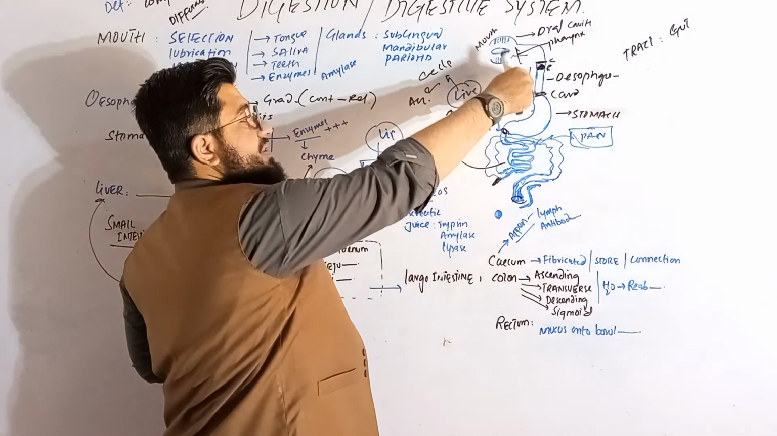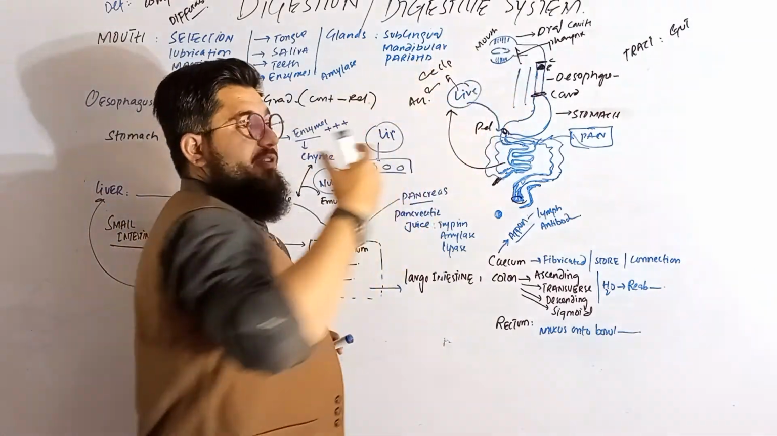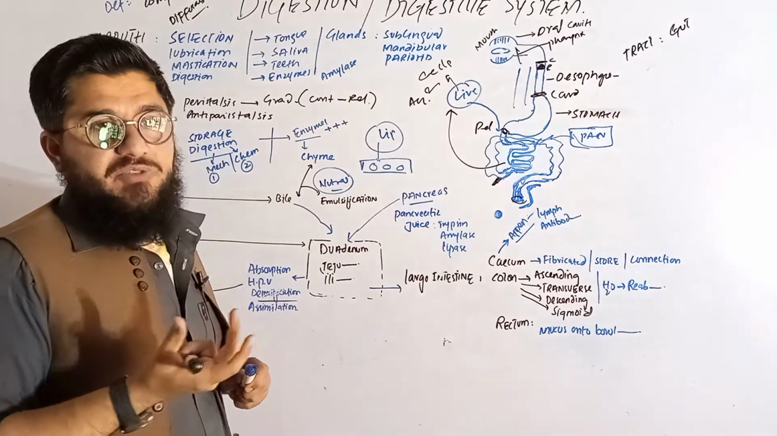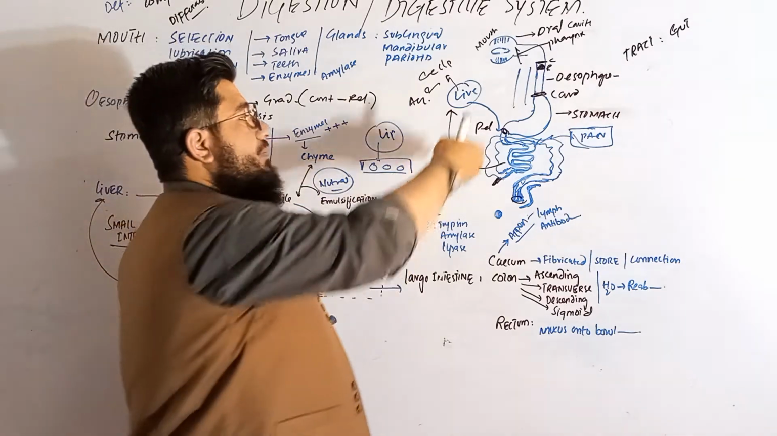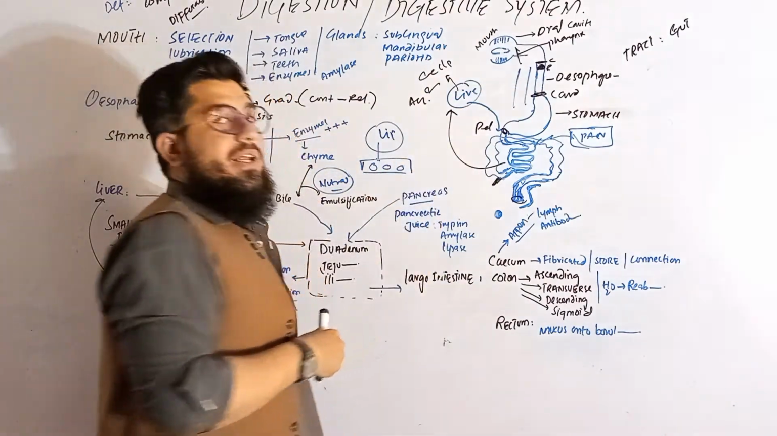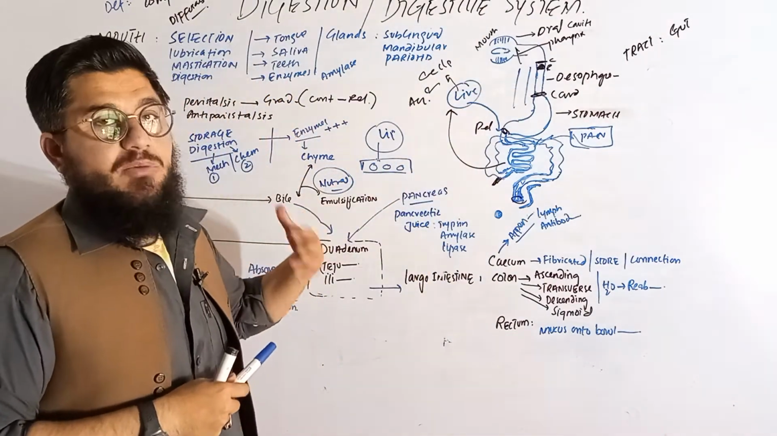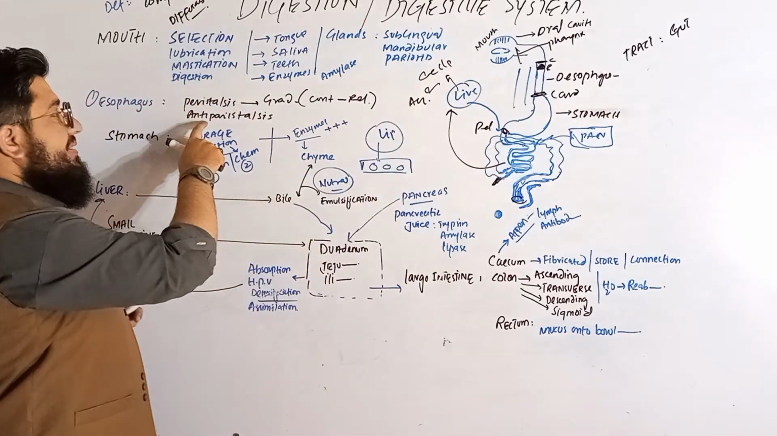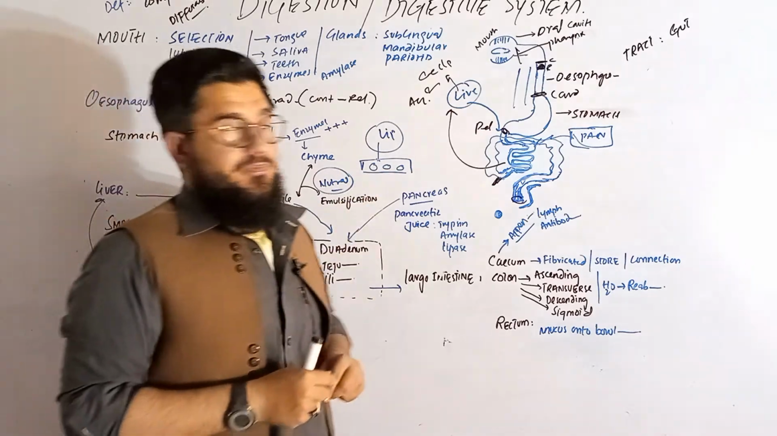As the bolus touches the cardiac sphincter, if the food is okay, not toxic, not dangerous or poisonous, the gate will open through the sphincter and the food will move to the stomach, where further mechanisms will be observed. If the food is not okay, anti-peristalsis will take place from here.